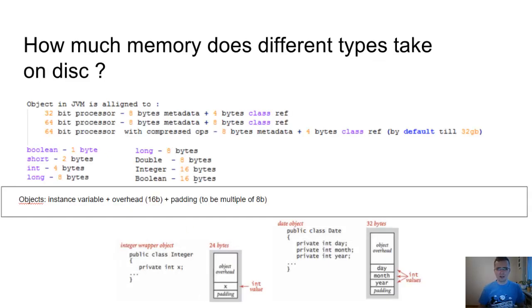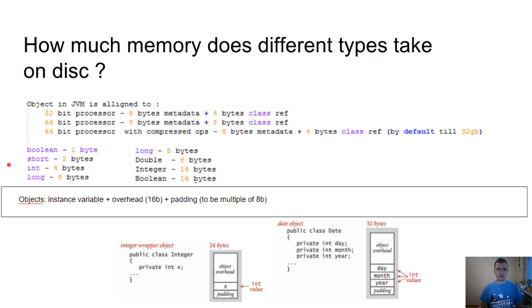How much memory do different types take? Objects in the JVM for a 32-bit processor are composed of 8 bytes of metadata and 4 bytes of class reference. For 64-bit processors, it is 8 bytes of class reference.